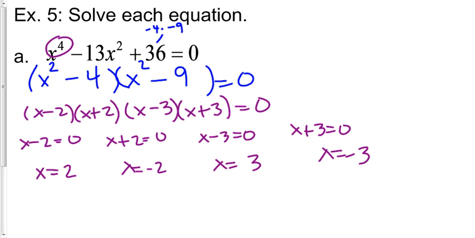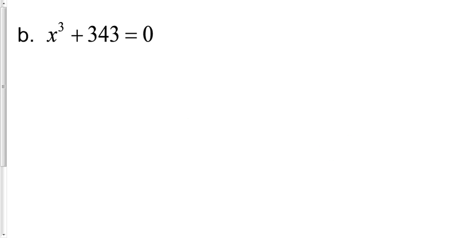All right, so we have 4 solutions here. Now, if you were to graph this, you could also see that these 4 x values are also the x-intercepts on the graph. So you can always check your answer by graphing as well. All right, let me show you one more.